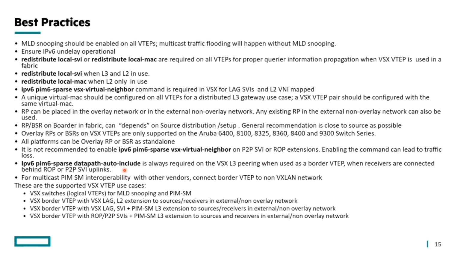And then we have that auto include that we have between the peers in a VSX node, again all covered in part 1 of 2. And then we've got the different use cases, which also includes added the VSX with MLD snooping and PIM sparse mode too. So that's the best practices. That really covers the IPv6 underlay.